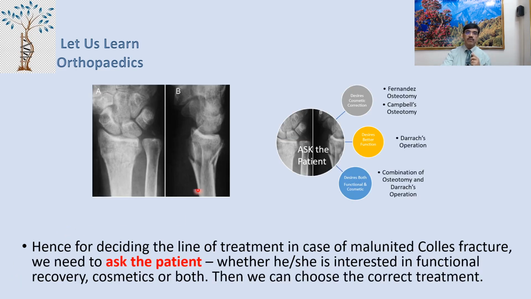And hence, for deciding the line of treatment in case of the malunited Colles fracture, most important thing is we need to ask the patient whether he or she is interested in functional recovery or a cosmetics or both, and then we can choose the correct treatment option.